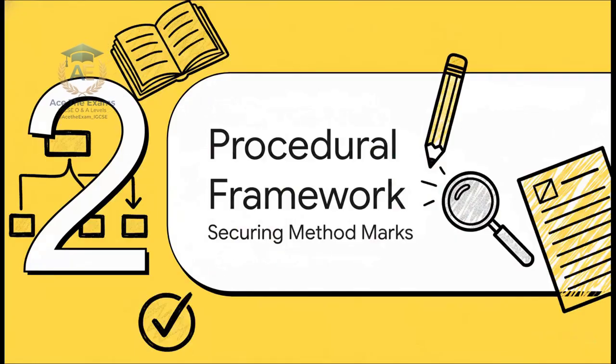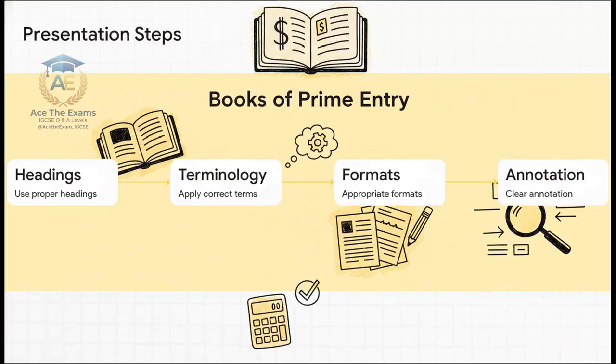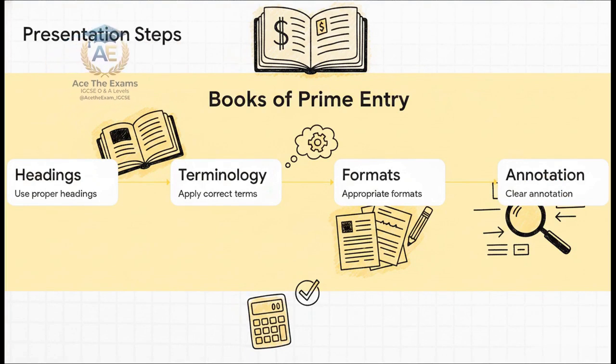Section 2, the procedural framework, securing essential method marks. Accounting presentation follows incredibly strict conventions. The procedural framework demands these 4 essential steps: proper headings, correct terminology, appropriate formats, and clear annotation. Now, you might be thinking, well, that's just about making my paper look pretty. No, actually, scratch that. It's way deeper than that.